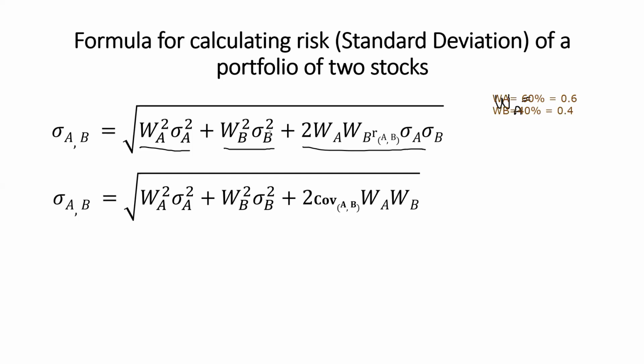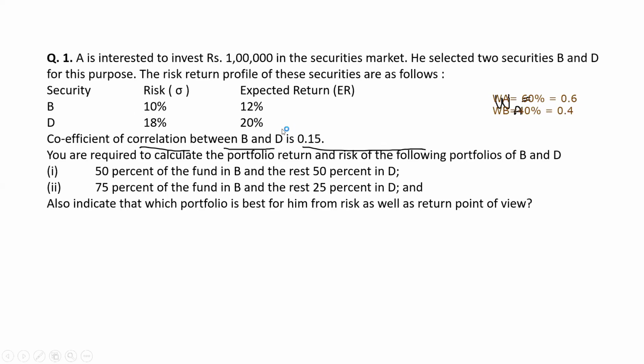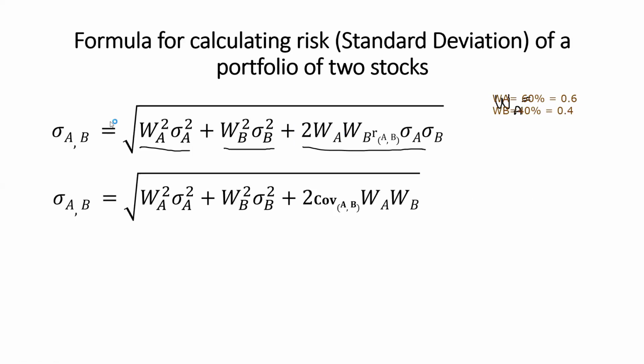Likewise, we will add weightage of B squared. Weightage of A was 60%, so 0.6, and weightage of B was 40%, which is 0.4. For weightage of B, we take 0.4 squared into the standard deviation of B squared, which would be given. Plus 2 times weightage of A and weightage of B, that is 0.6 and 0.4.